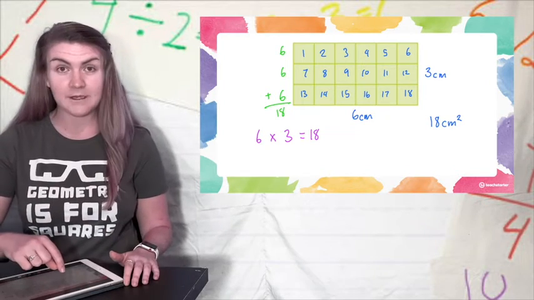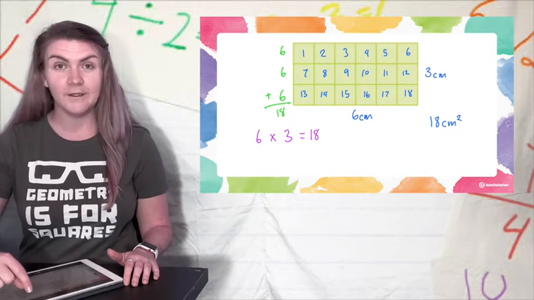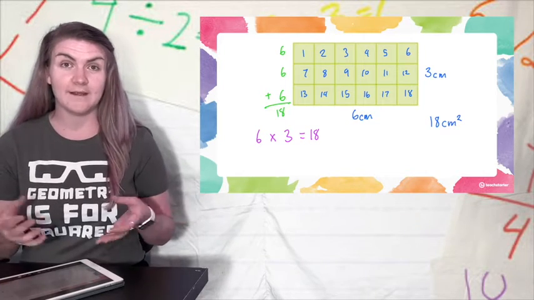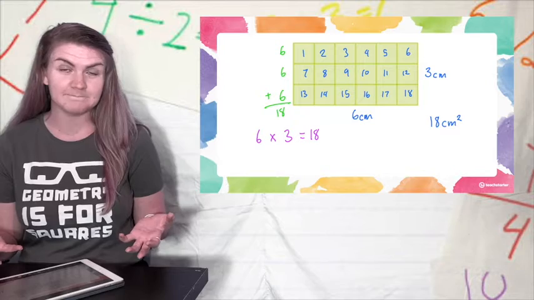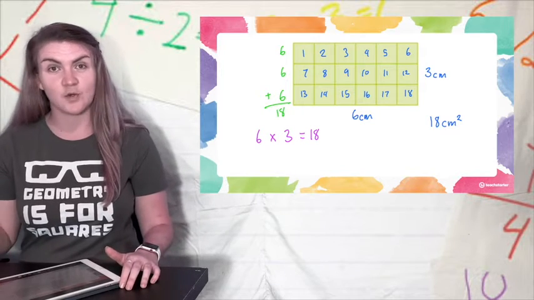We figured out that we can multiply the length by the width, and that will give us the number of squares that make up that rectangle or square. So in this case, it's 18 square centimeters.